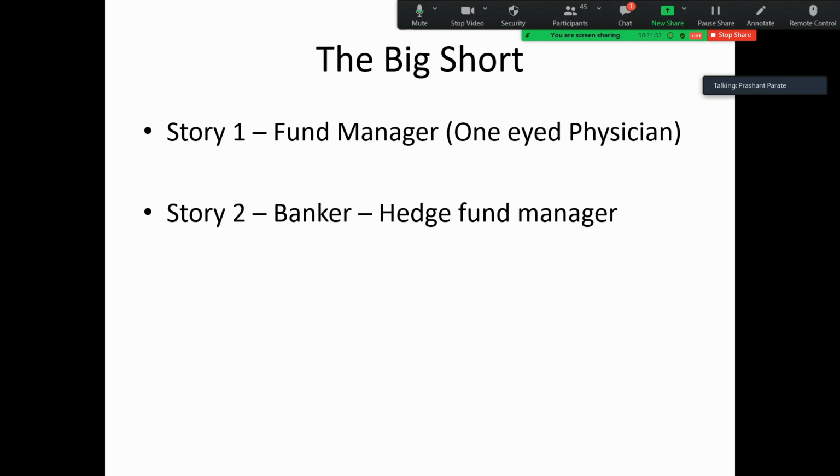In story 2, this banker goes to a fund manager and tells him that a bubble is building up and a new product has been launched, so he should start investing in it. This fund manager has his own team, and he wants the bank to fall, but he does not invest blindly. He goes for a reality check.